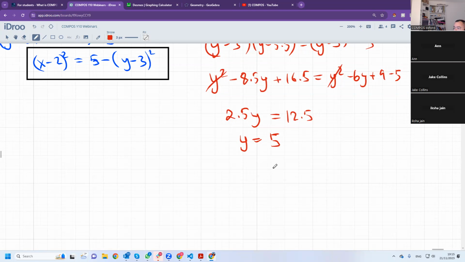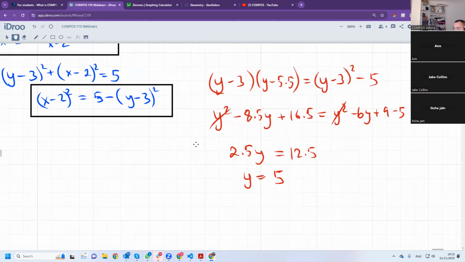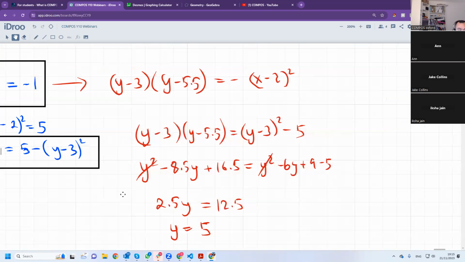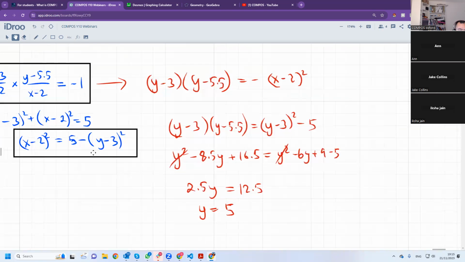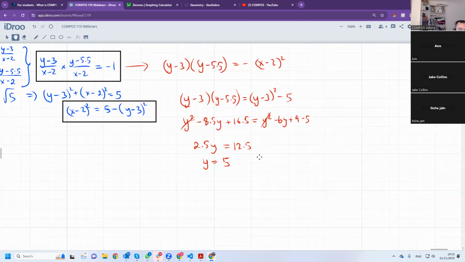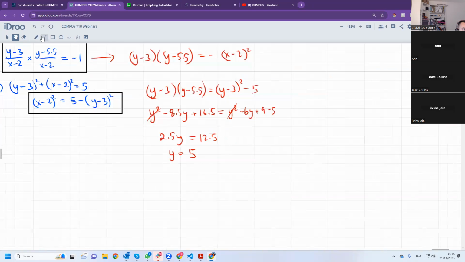No, it's not plus 5 because it is minus x minus 2 squared. So it's minus that. So I've changed the signs. I changed the sign so it becomes minus 5. So y equals 5. Interesting.